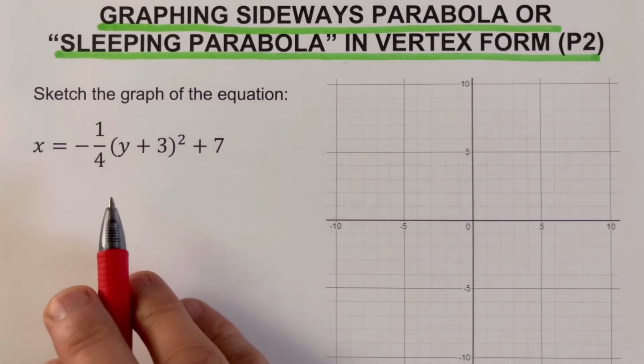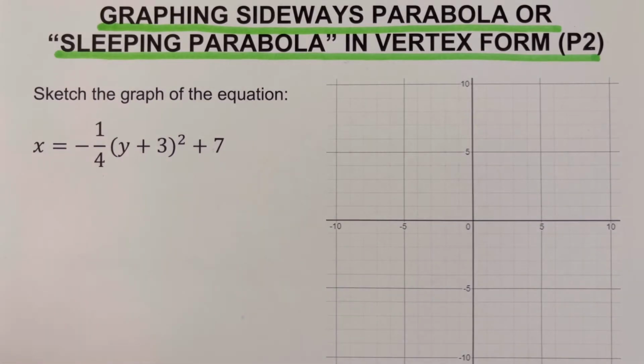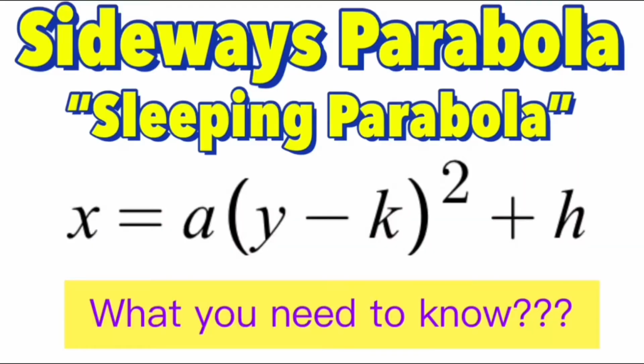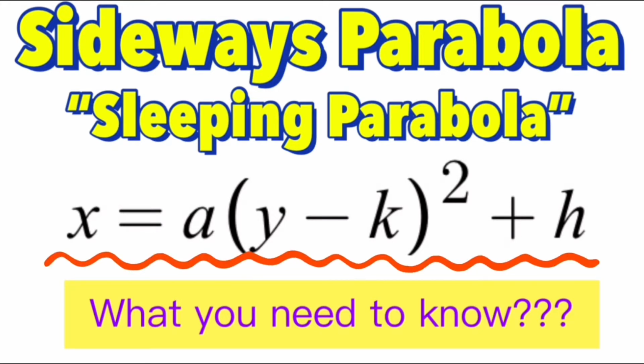Before we jump into this example right here, let's have the basics on sideways parabola or sleeping parabola in vertex or graphing form. We remember that the vertex form or the graphing form of a sideways parabola is given by the equation x equals a times the quantity y minus k squared, plus h. Now let's look at the effects of the parameters a, h, and k on the graph.